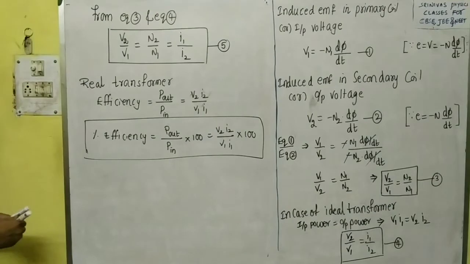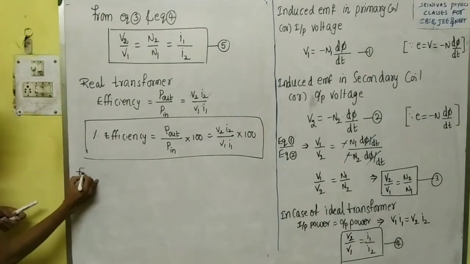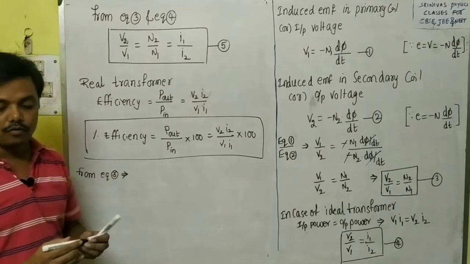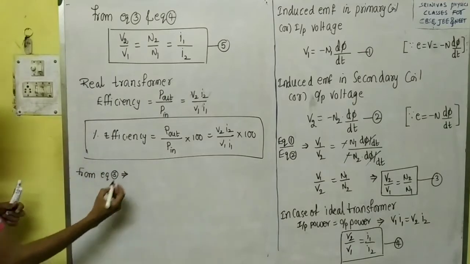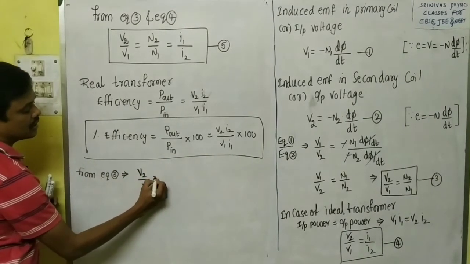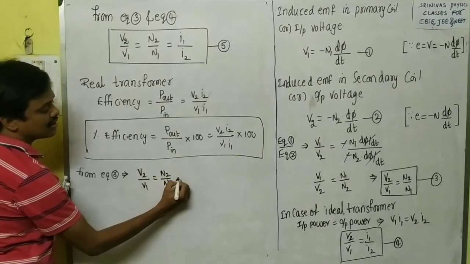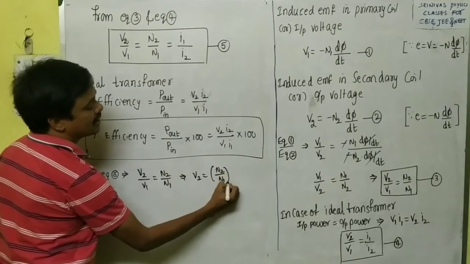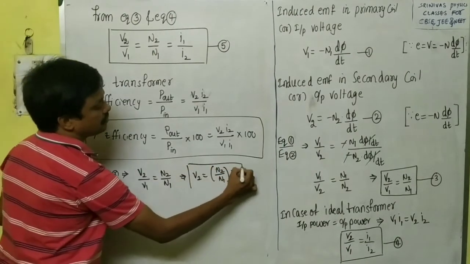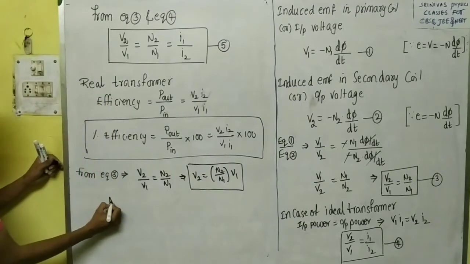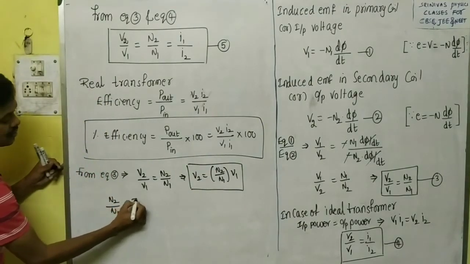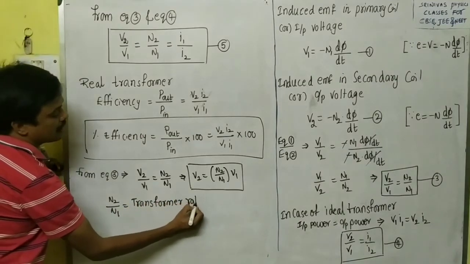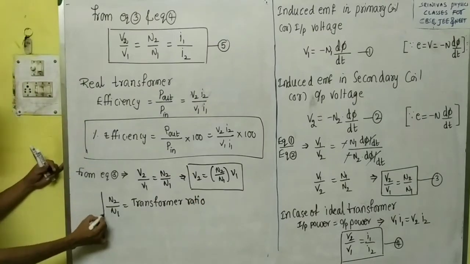And from equation 3 we write one thing. From equation 3, V2 by V1 is equal to N2 by N1. From this, V2 equals N2 by N1 into V1. This N2 by N1 is called the transformer ratio, the ratio of the number of turns in the secondary coil to the primary coil.